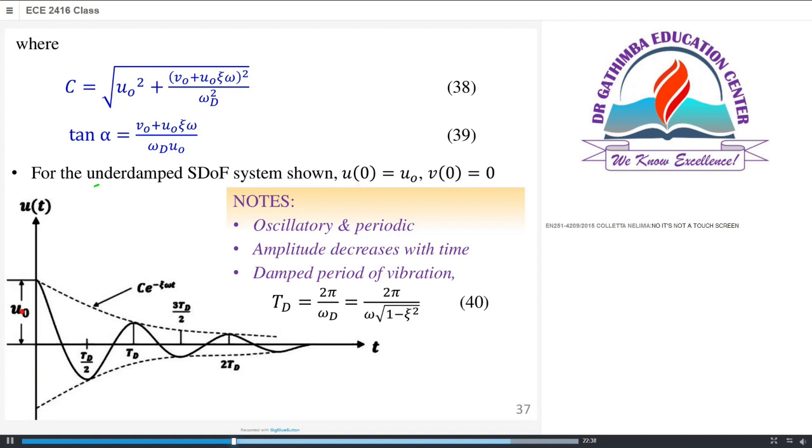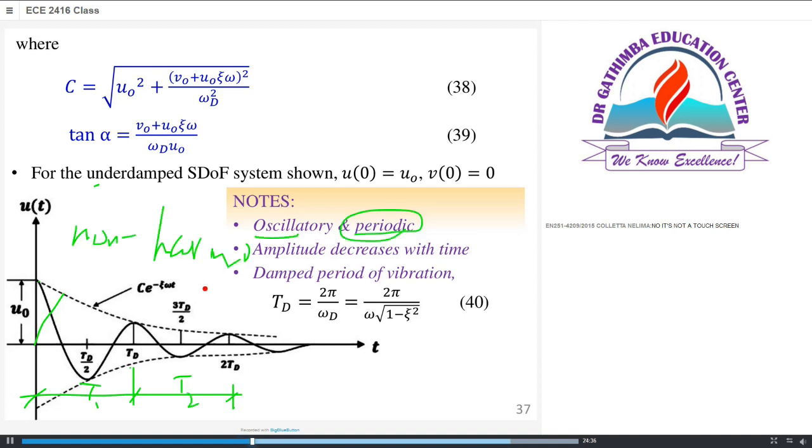So this is the initial displacement. Okay, if it was starting at the origin, of course the initial displacement would have been 0. Remember, the y-axis is the displacement, then the x-axis is the time. For a damped system, we are going to have an oscillatory motion. It's periodic. Okay, you see one cycle here. It's occurring at the same interval of time. So this time T1 is the same as time T2. So it's oscillatory and periodic.